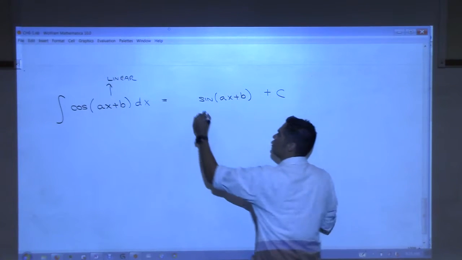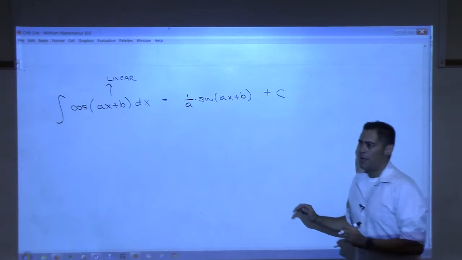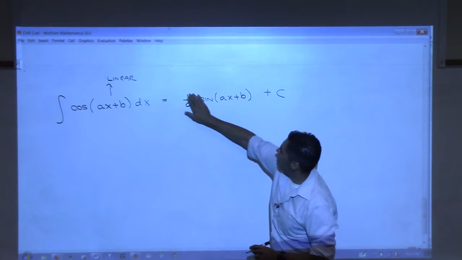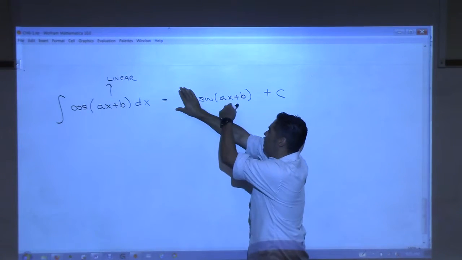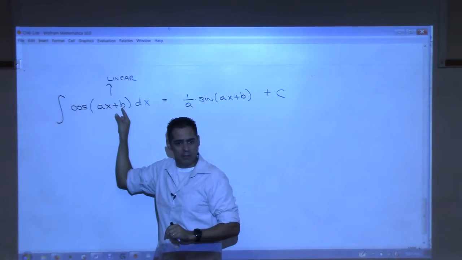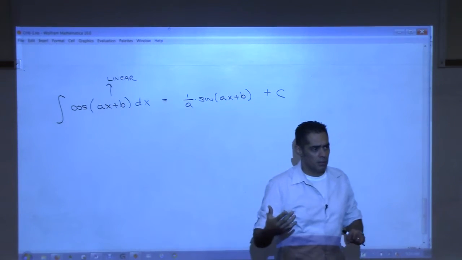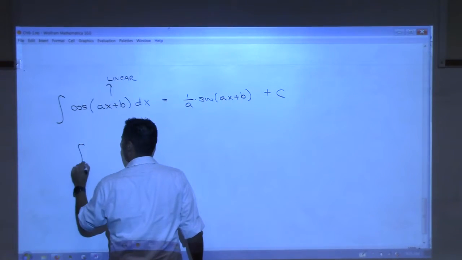So what I would need to do out here is put a 1 over a out in front. And that way when I take the derivative of this, I ignore that. Derivative of this is cosine of ax plus b. Derivative of the inside is a, but then I kill off that a and I get this, right? Do y'all see how that works? You sure? Okay, so let's do a specific example.